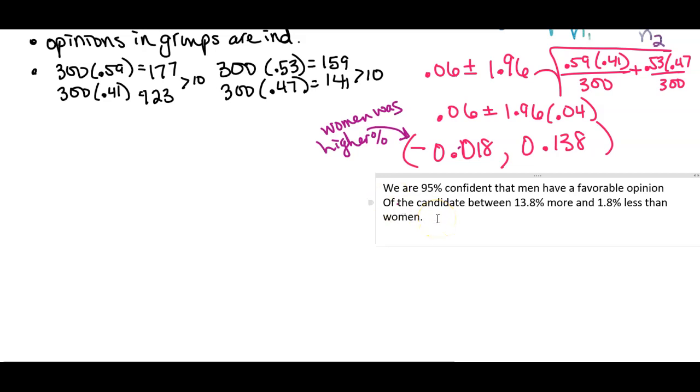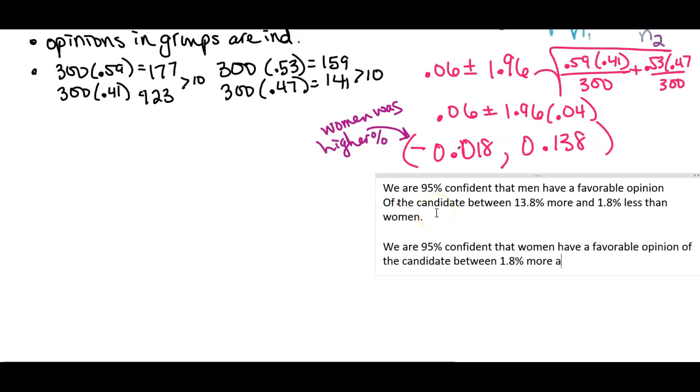If we did it the other way, where we think about women, then it would be we are 95% confident that women have a favorable opinion of the candidate between 1.8% more and 13.8% less than men. So it depends on how you look at it, which one you say. You just have to know that when it goes to a negative, that means that one group switches, it's not that men are always higher. Sometimes women are higher. Okay?